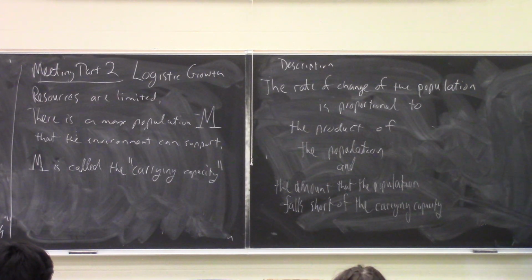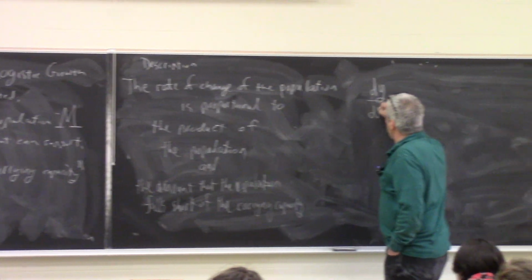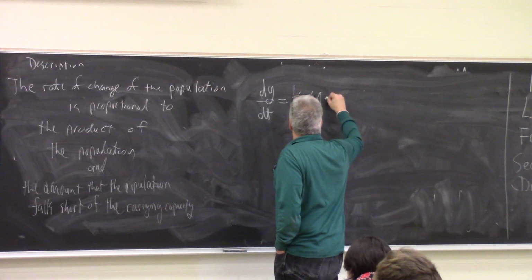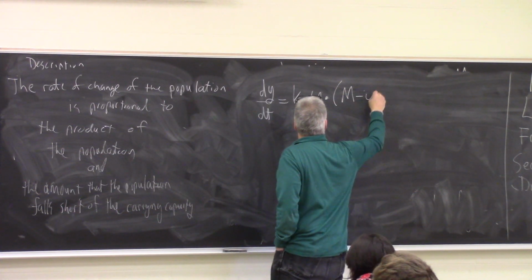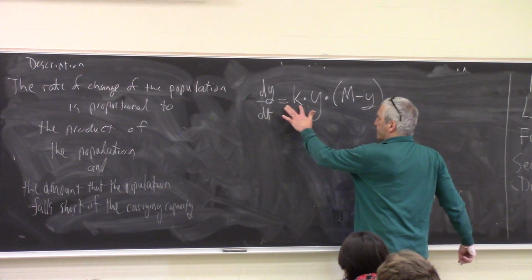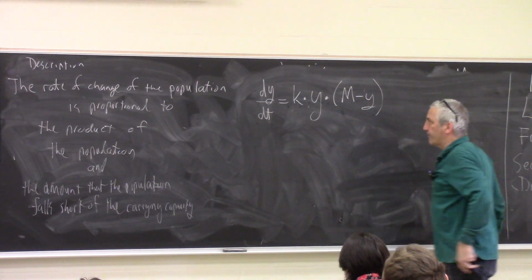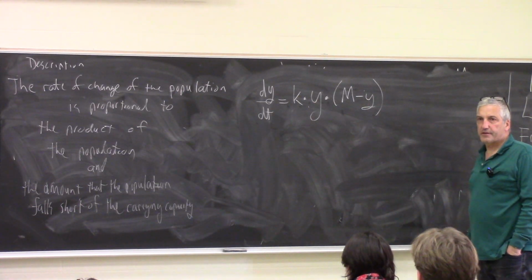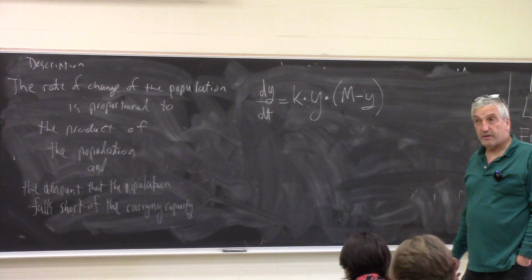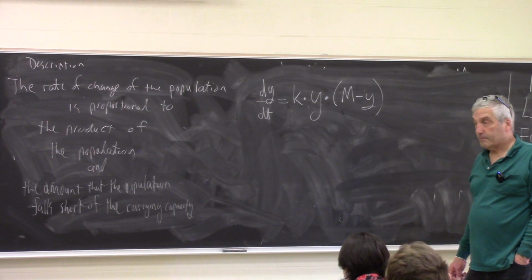So if we translate this into mathematical jargon, we get dy/dt equals k times y times (M minus y). So the rate of change of the population is proportional to the product of the population and the amount by which the population falls short of the carrying capacity. So recognize that as the kind of crazy differential equation that I presented on Wednesday.